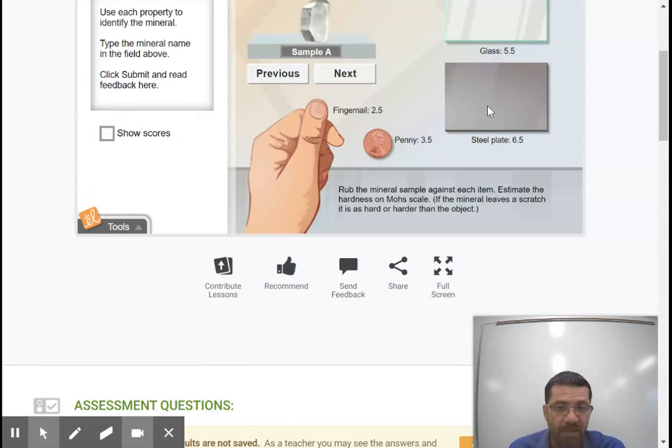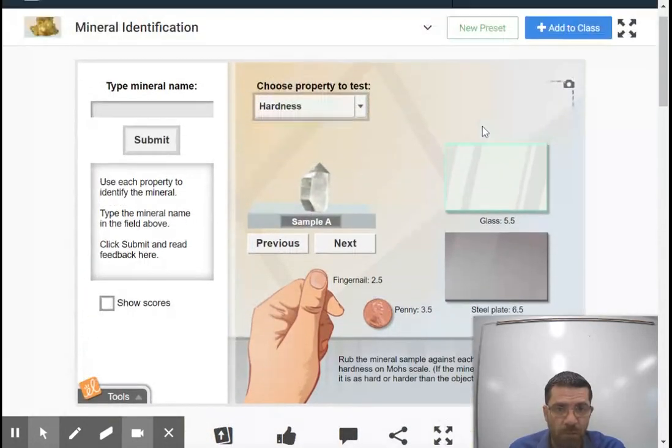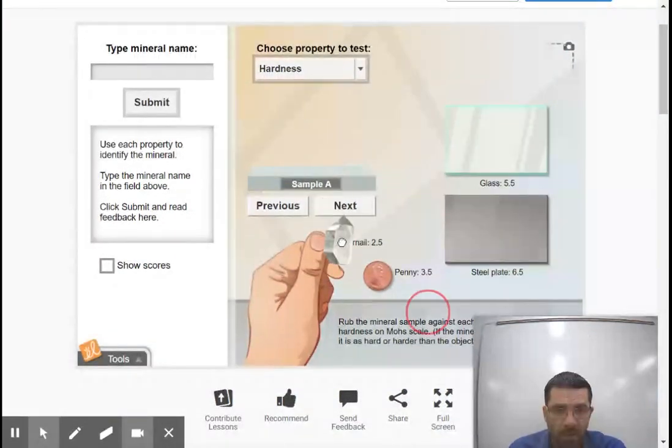And here they're using a steel plate instead. So you use these different tools. So let's say I take the mineral. Oh, I could scratch it. It's harder than a 2.5. Let's try the penny. Nope. So it's got to be in between a 2.5 and a 3.5.